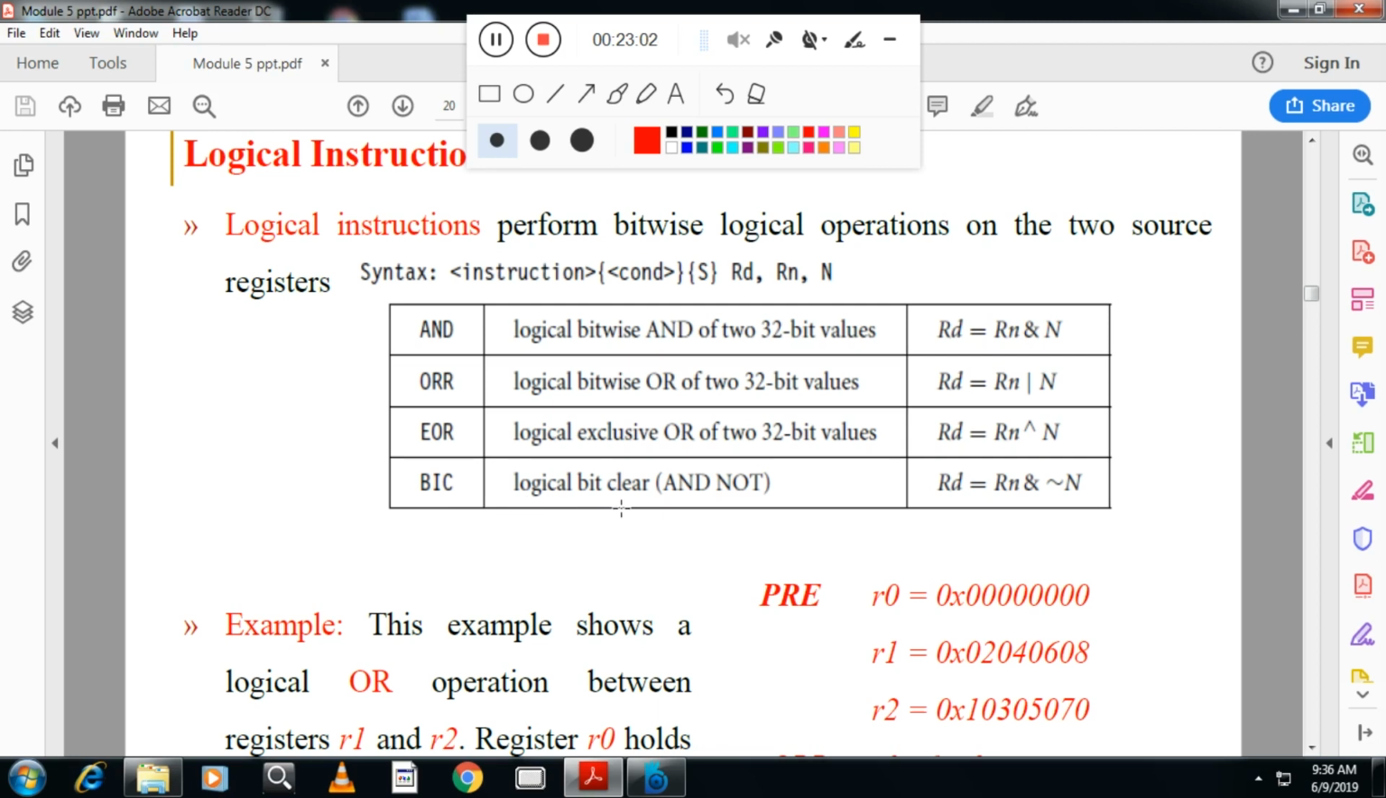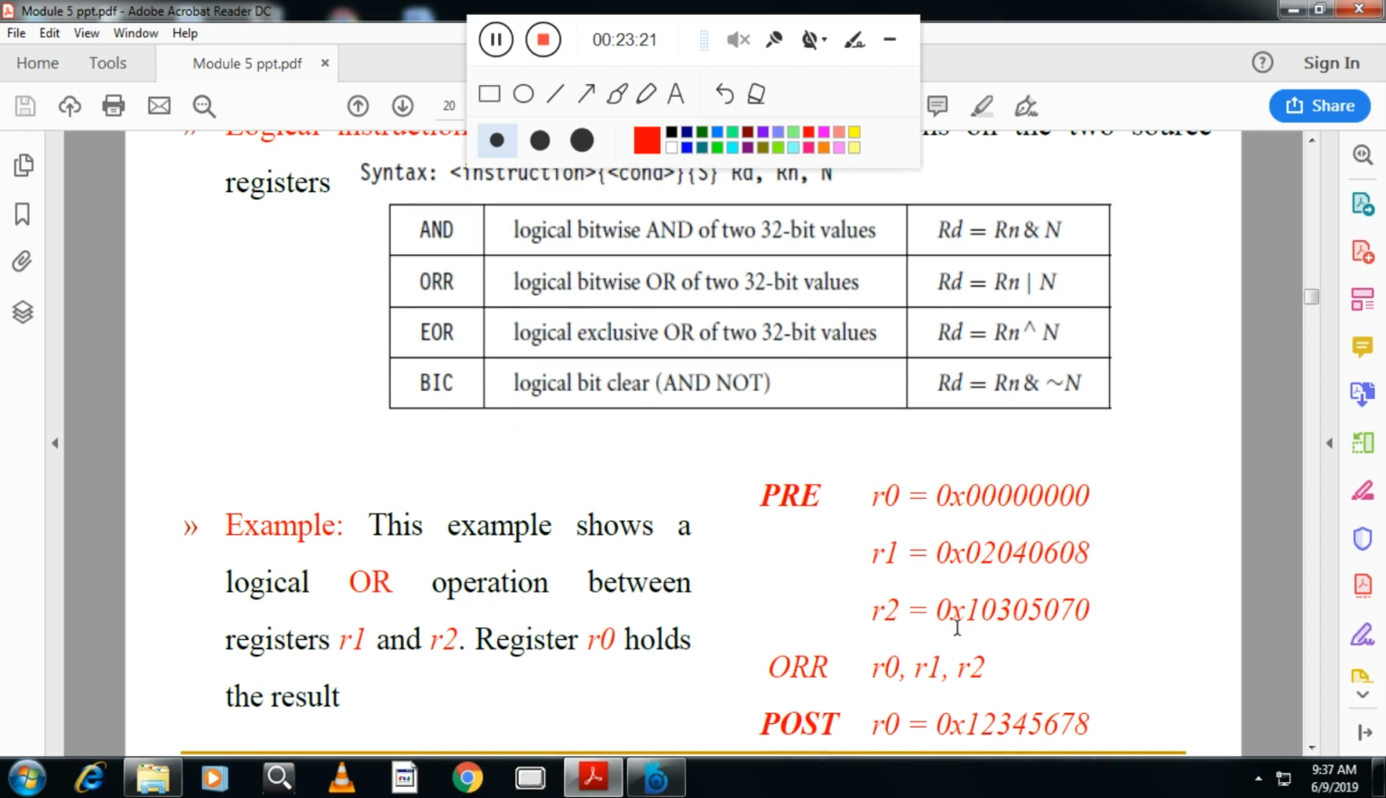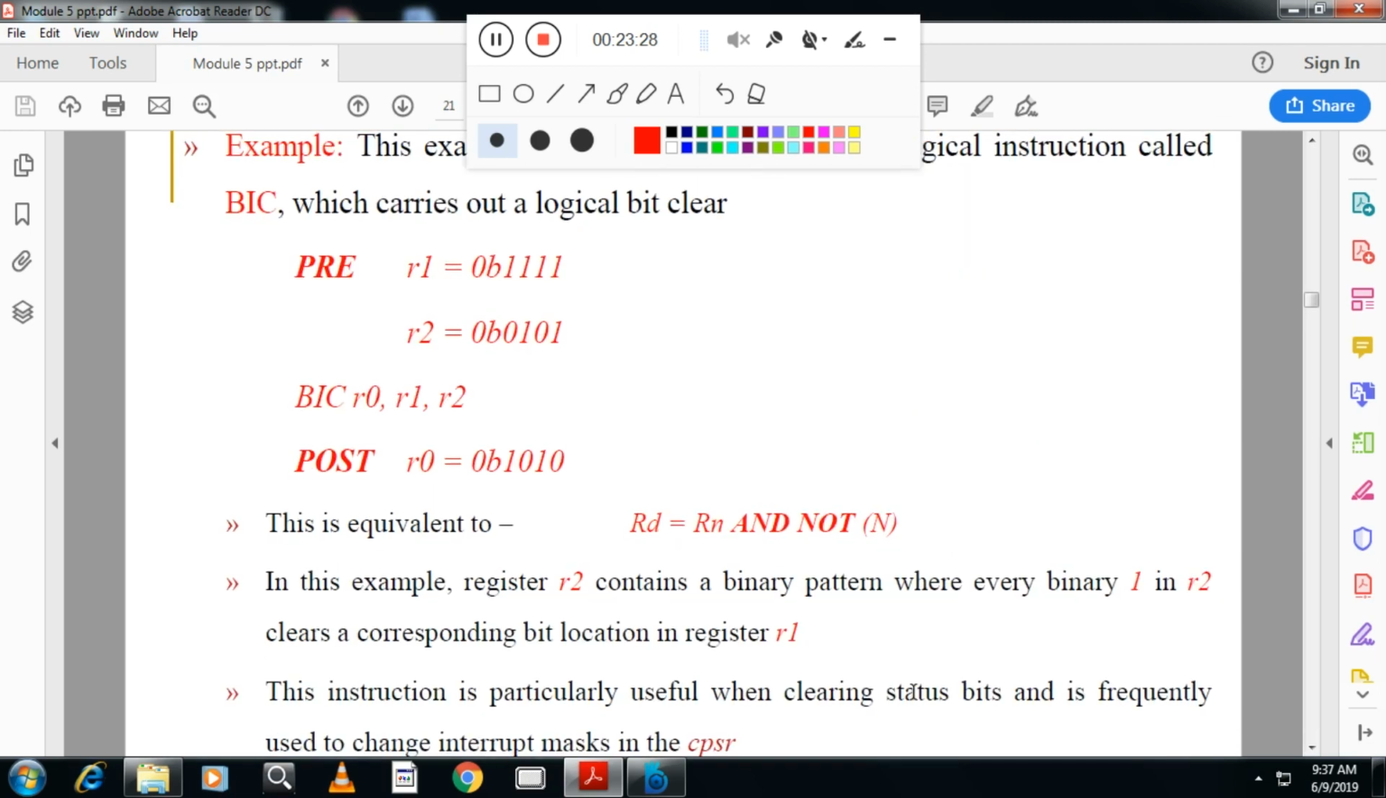Logical bit clear is nothing but it will first do a NOT operation, after that an AND operation. There are two operands, right? It will do NOT operation on the source, then it will AND that with Rn. This is important. Now the OR operation: R1 and R2 will be ORed and the result stored in R0.